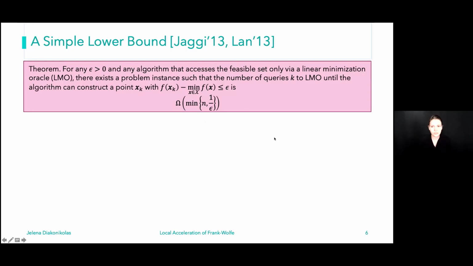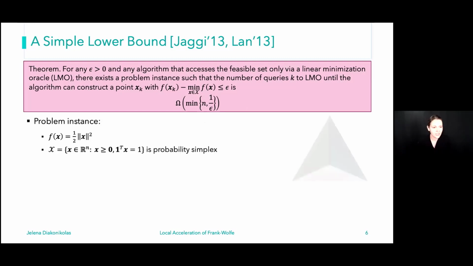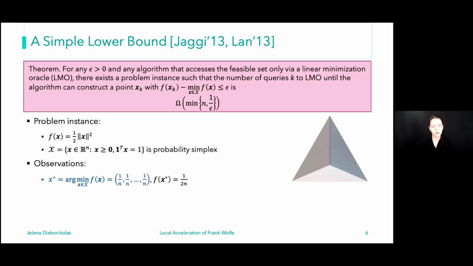Let me just quickly tell you about the lower bound, because it's very easy, I would say. The problem instance for the lower bound is just the nicest quadratic you can come up with, condition number 1. The feasible set is just the probability simplex. What you can say about this problem is that the optimum is going to be at the uniform vector, because everything is nice and symmetric, so it should be kind of direct.